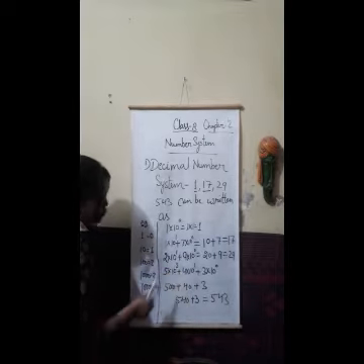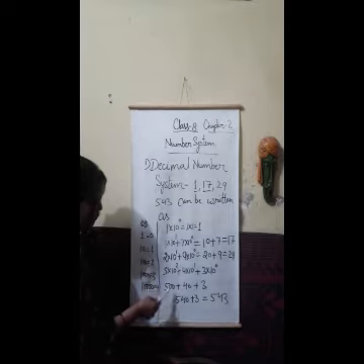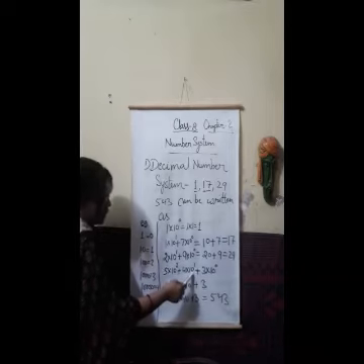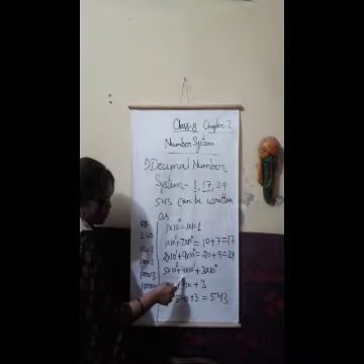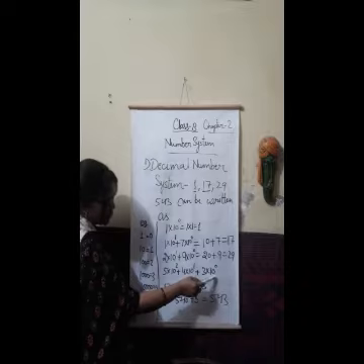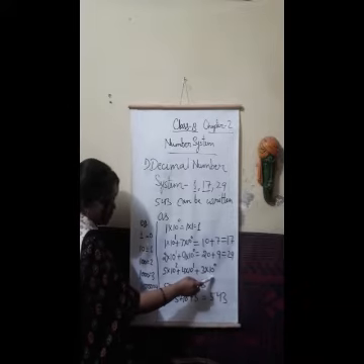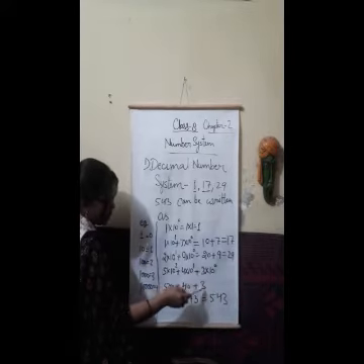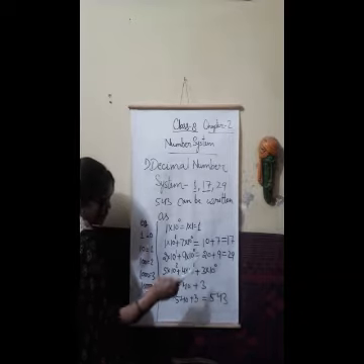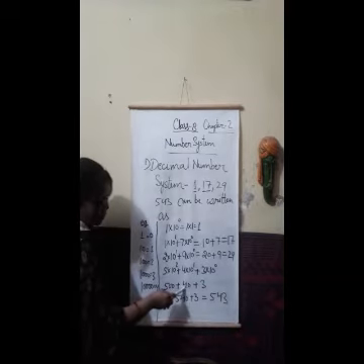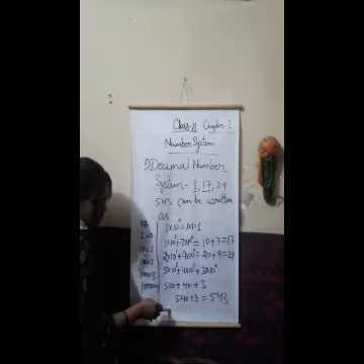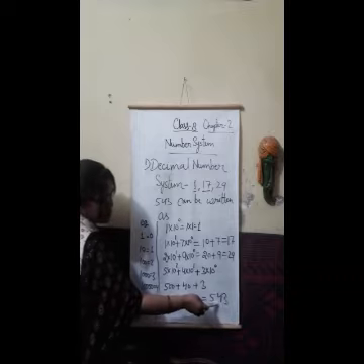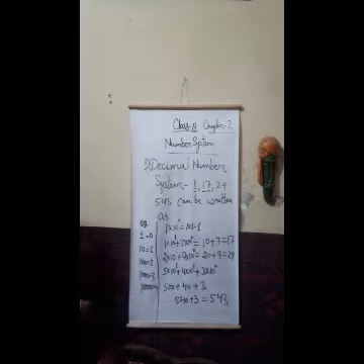So what is the value of 10 raised to the power 2? 100. 100 into 5 will be 500, and 10 raised to the power 1 means 10. 10 into 4 will be 40, and 10 raised to the power 0 value will be 1 into 3. Here will be 3. So 500 plus 40 plus 3. What will be the answer? 543.